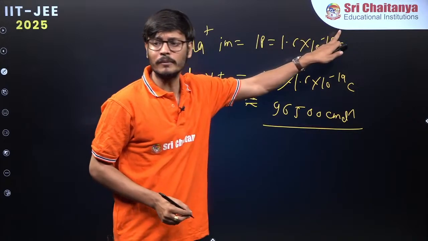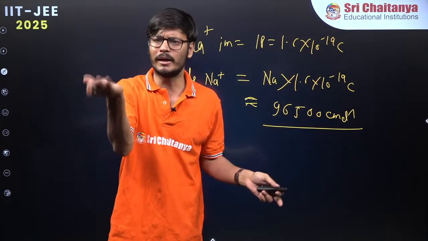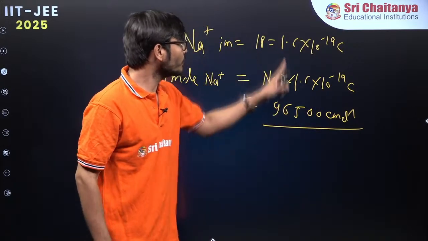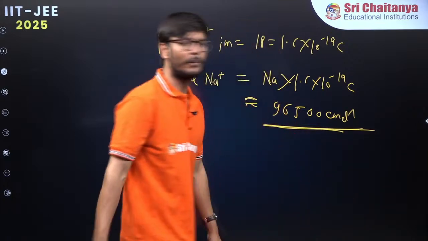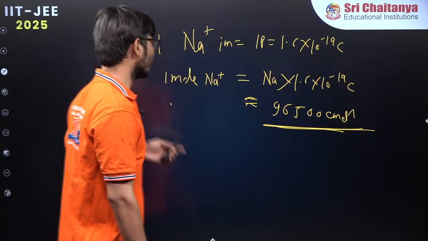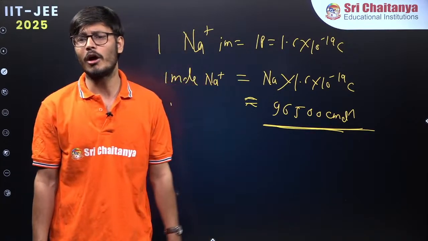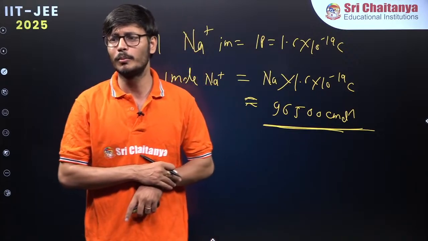Because this is 1 proton, and I am saying कि 1 proton or 1 electron, the sign will change. For 1 electron negative will come, for 1 proton positive will come. So what is the value for 1 proton or 1 electron? 96,500 coulomb per mole. Okay, so this was about the charge. Now we have understood the basic idea about the mole.